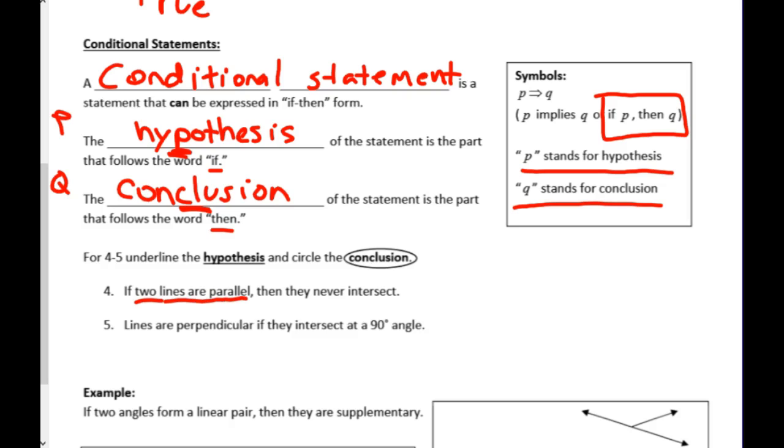Just that first part, right? You can scratch out the other part. And then the conclusion is after the then, right? So after then, I'm going to circle what? They never intersect, okay?